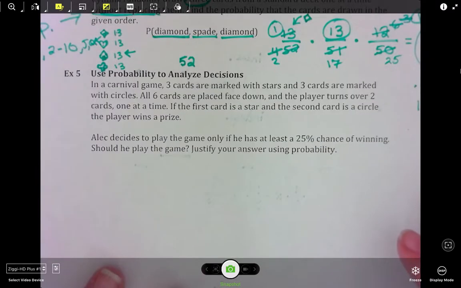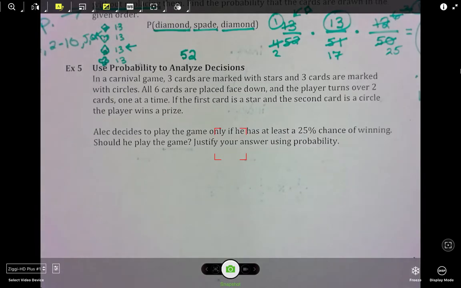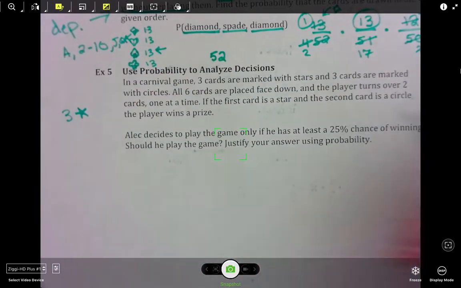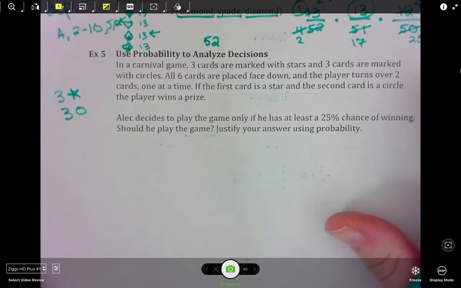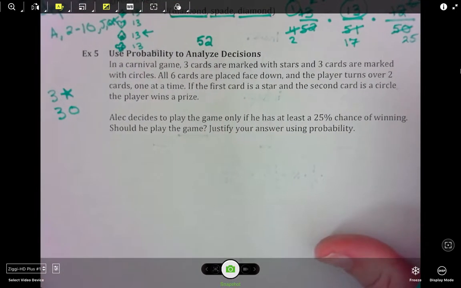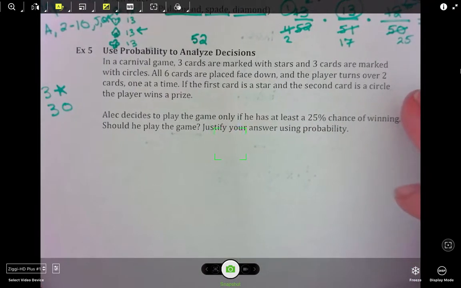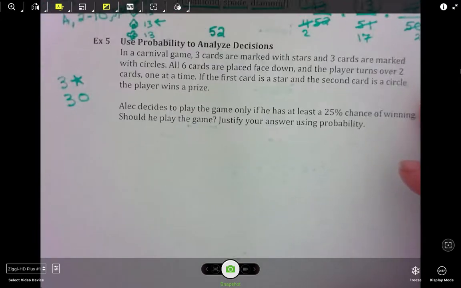Okay. Last one, example 5. Use probability to analyze decisions. In a carnival game, 3 cards are marked with stars. 3 cards are marked with circles. All 6 cards are placed face down, and the player turns over 2 cards one at a time. If the first card is a star and the second card is a circle, the player wins a prize. Alec decides to play the game only if he has at least 25% chance of winning. Should he play the game? Justify your answer using probability.